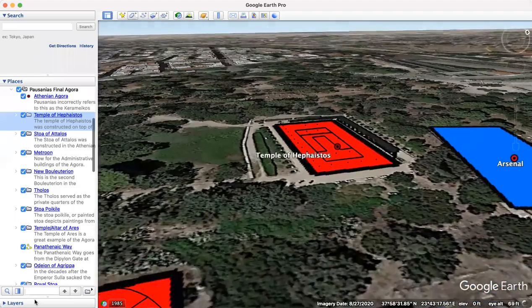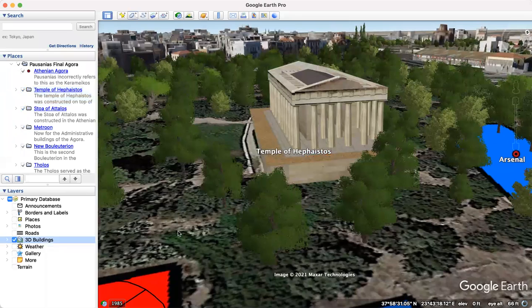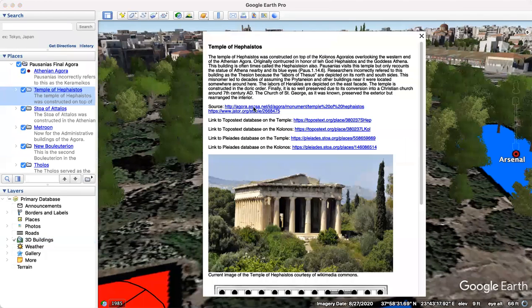First is the Temple of Hephaestus. At this point, I like to turn on the 3D buildings, and you get to see a nice image of what the building would have looked like. And for reference, the terrain is off as well. Now, the Temple of Hephaestus is one of the best preserved buildings in all of ancient Greece. It is on top of the Kolonos Agoraios, a hill overlooking the Agora on the west side of the Agora.